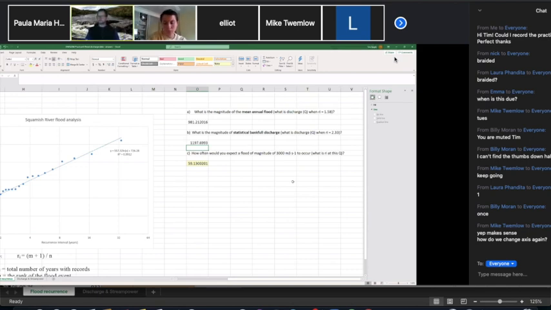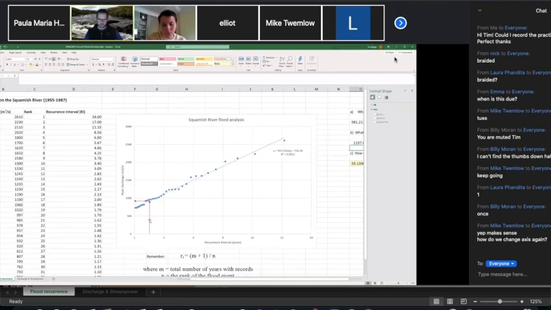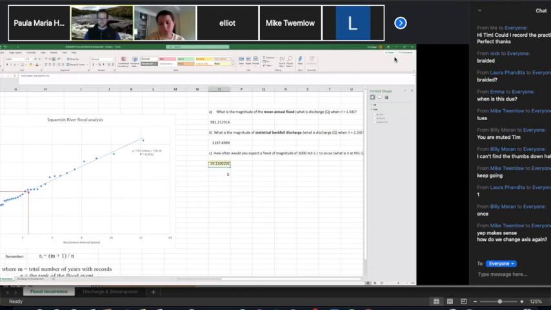1197.7. So what we've said, if I zoom over to the graph here, we've said when the recurrence interval is 2.33, what's the discharge? Okay? We're solving this equation. Now the last one, and I'm going to leave you, there's the answer there. I'll just delete the formula.